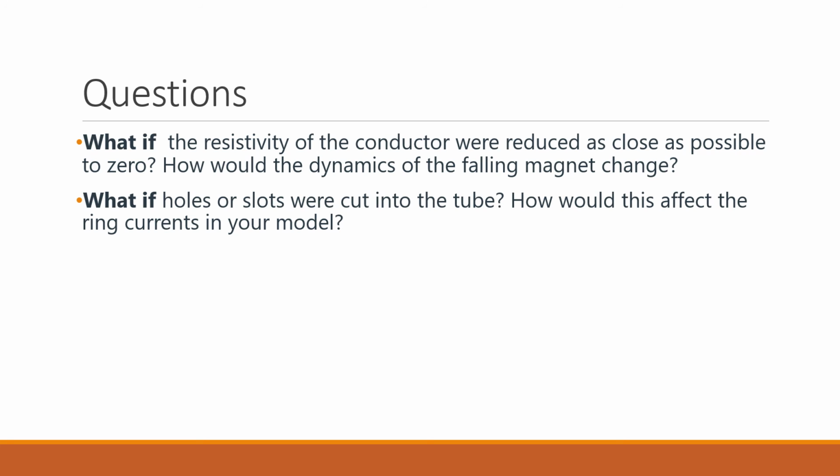Second question is, what if the holes or slots were cut into the tube? How will this affect the ring currents in your model? This would affect the current throughout the model, basically. So we would have a different current at different times. It wouldn't be a constant current.